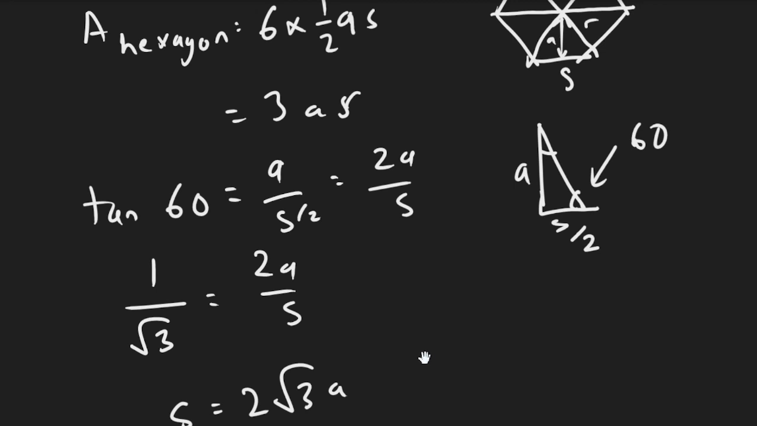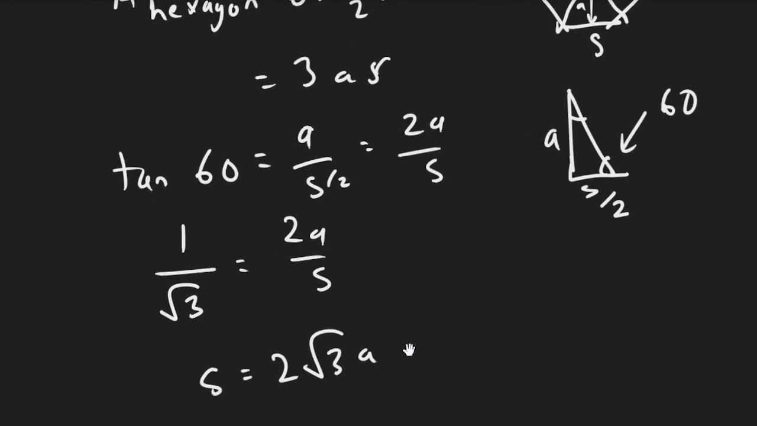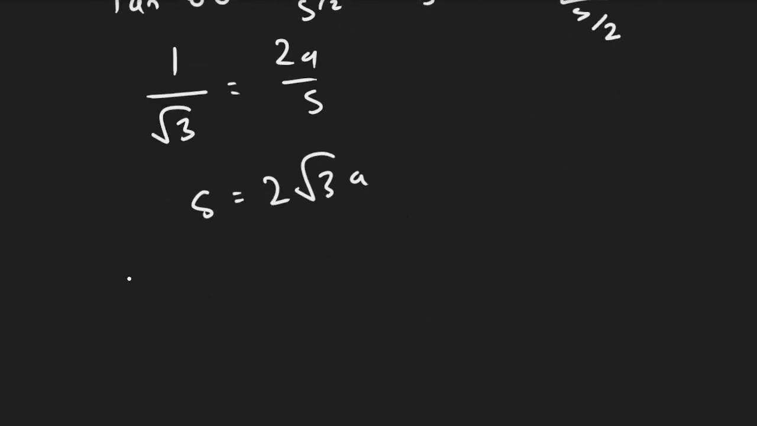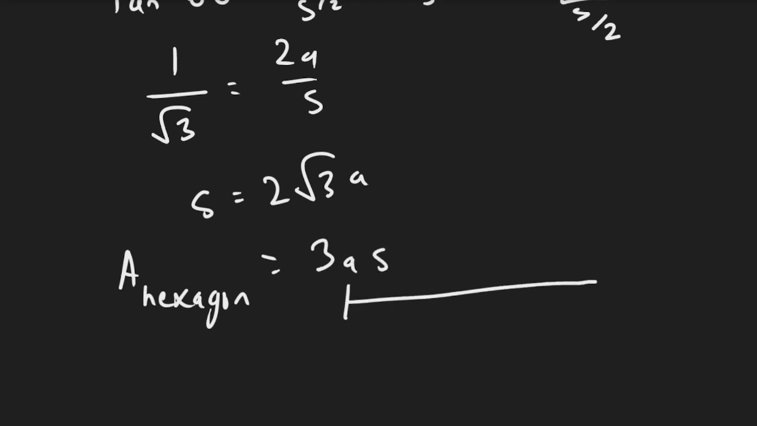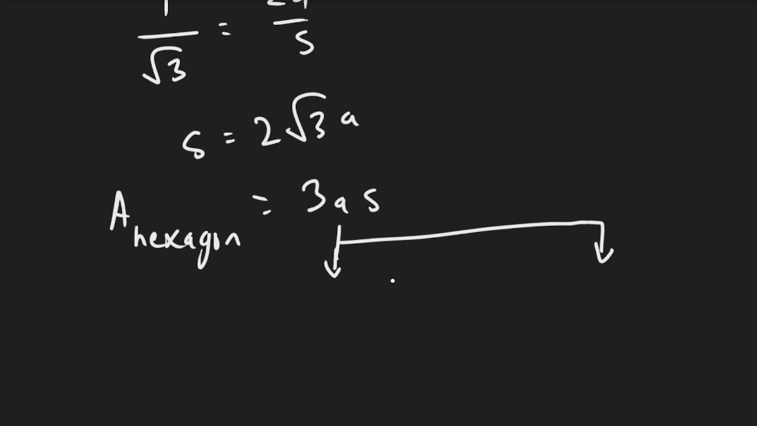Why? Because these two questions will have us deal with the side length first and then the apothem. So the area of the hexagon in terms of the side length, we have 3AS. So from here we can divide it into 2. Since S is equivalent to 2 times square root of 3 of A, this becomes 6 square root of 3 times A.